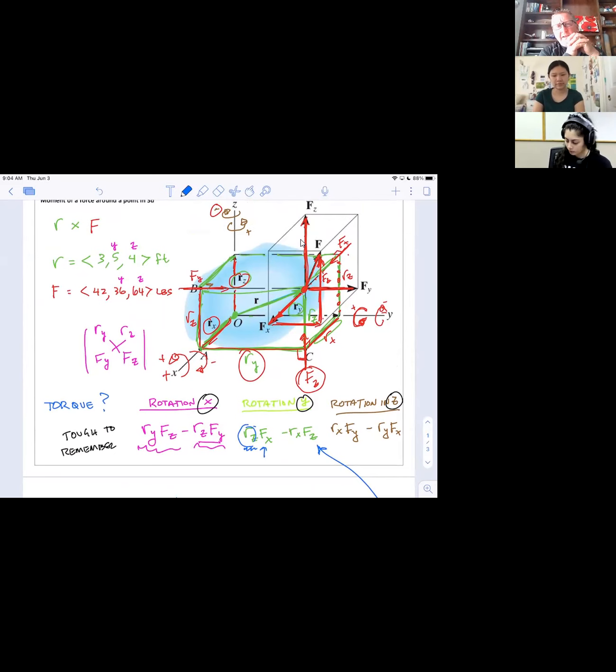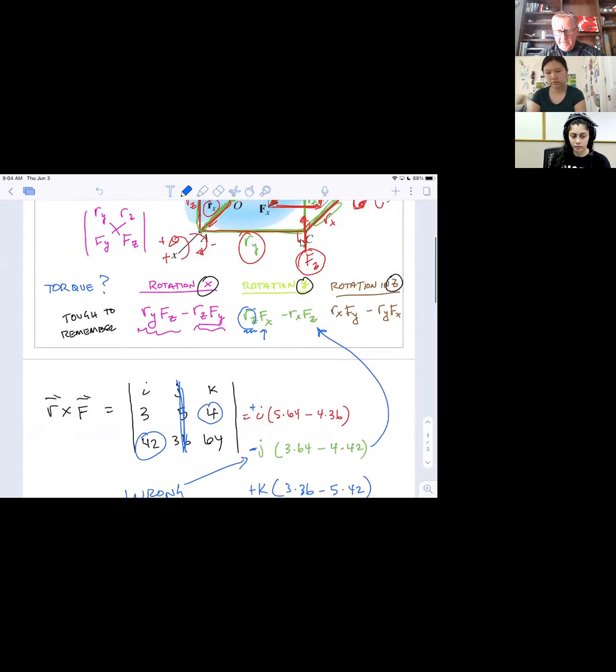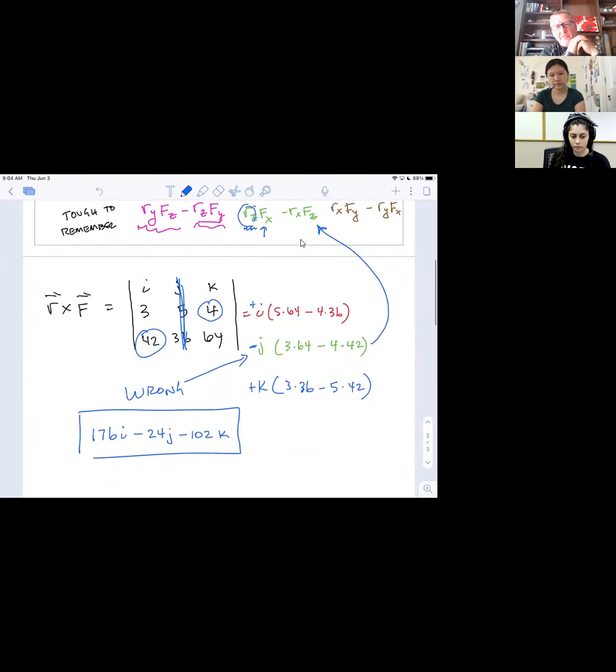You guys are mathematicians. Do you think I could get away with changing 42 to 4.2 and 36 to 3.6 and 64 to 6.4? And if I did that, would that just mean all these numbers are 17.6 and 2.4 and 10.2? Can I get away with that? I'm actually not sure. I'm thinking out loud with you right now. Shouldn't it just scale down by the same thing if you divide them all? Let's think about this for a second.